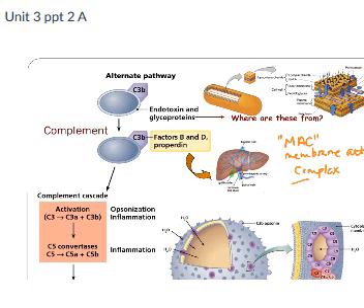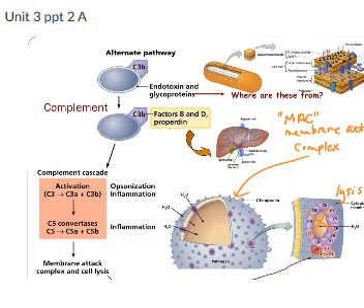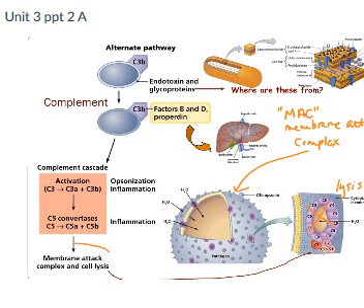And once it attaches to the cell or the bad guy that is causing the infection, it's going to pop it. Once you pop the membrane, it causes full lysis, or the bad guy to pop. This is done in a non-specific manner. Here you go, membrane attack complex, and causes the lysis.